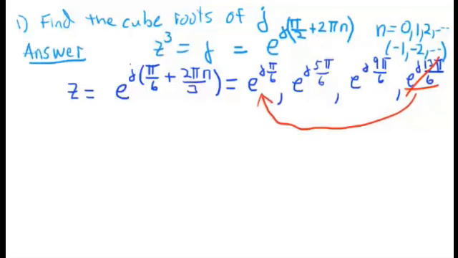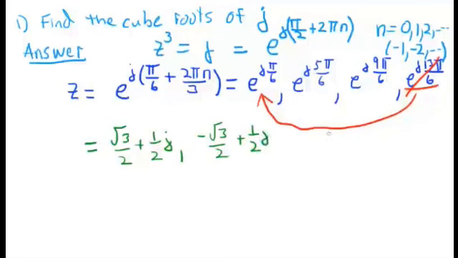Now in the case where you have the angle pi over 6, we can write this out in a nicer form. Pi over 6 is the same as 30 degrees. We know about 30, 60, 90 triangles. So the cosine is root 3 over 2 plus 1/2 j. Then when we go to e to the j 5 pi over 6, we get minus root 3 over 2 plus 1/2 j. E to the j 9 pi over 6 is e to the j times 3/2 pi, which is exactly minus j.